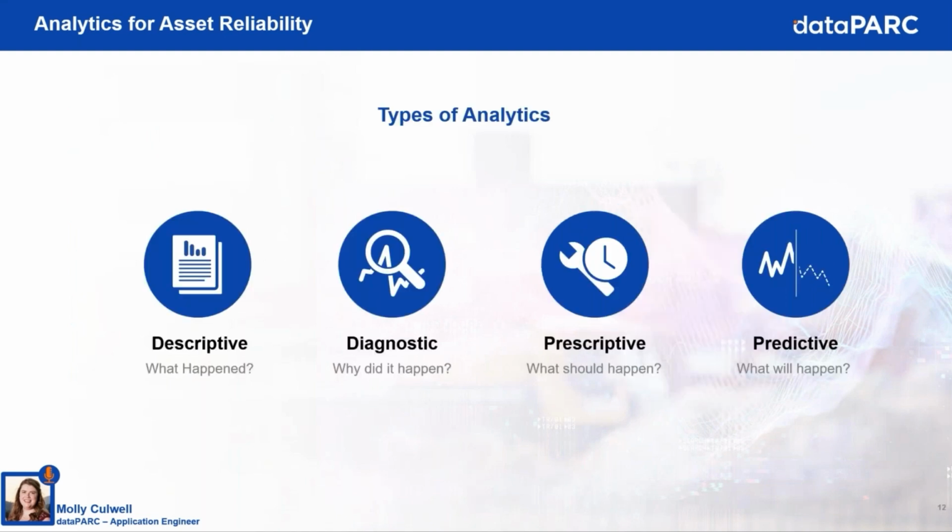When it comes to improving asset reliability, there are several ways we can utilize data and apply analytics to achieve these goals. A good place to start is by understanding the different types of analytics we can utilize. We have descriptive analytics. This focuses on answering the question, what happened? So this would be analyzing historical data. Trends are the key to descriptive analytics.